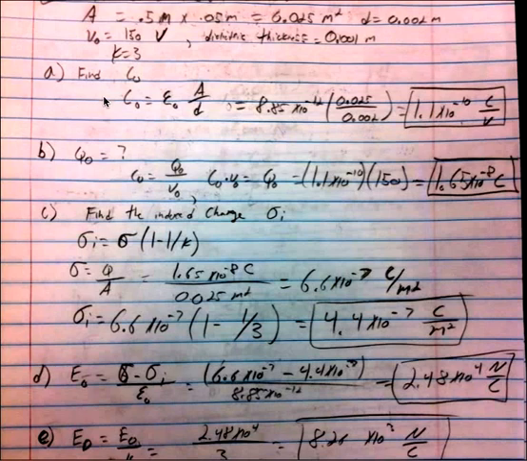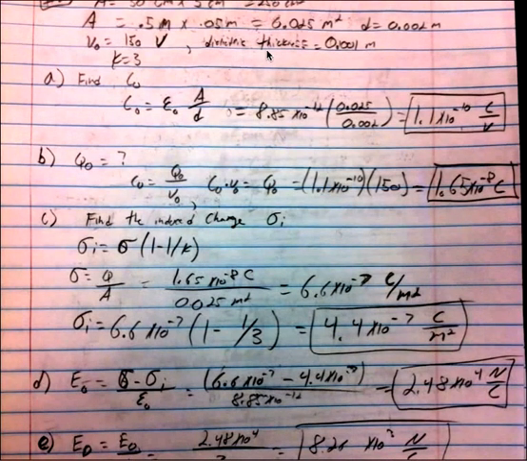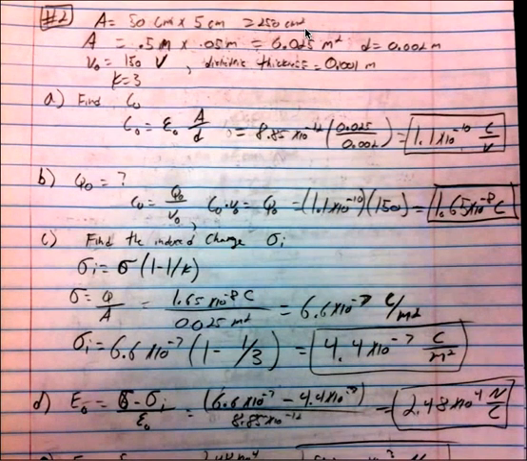To do this, first you have to find the area, and make sure you find the area in meters squared, not centimeters squared. And then you just apply the equation: the capacitance equals epsilon naught times area over distance. So you do that calculation, you get 1.1 times 10 to the negative 10 coulombs per volt.